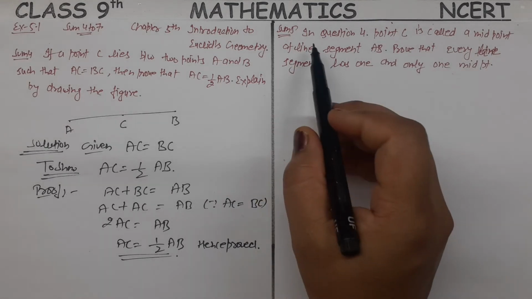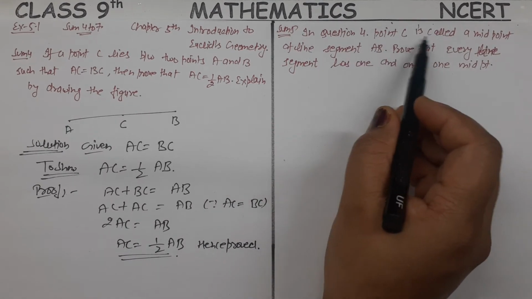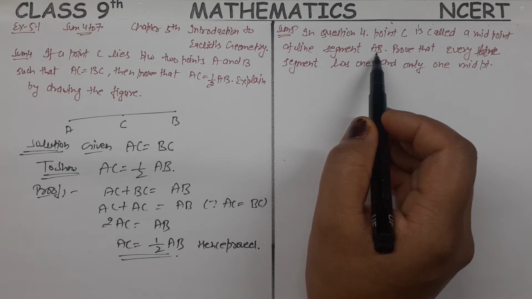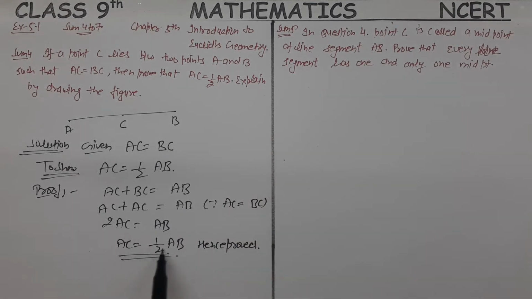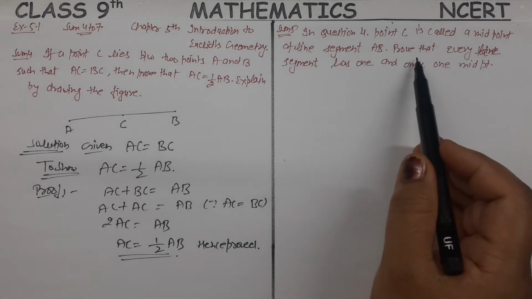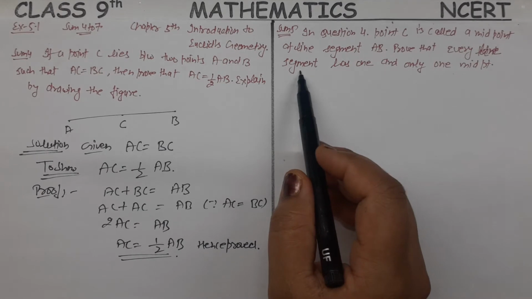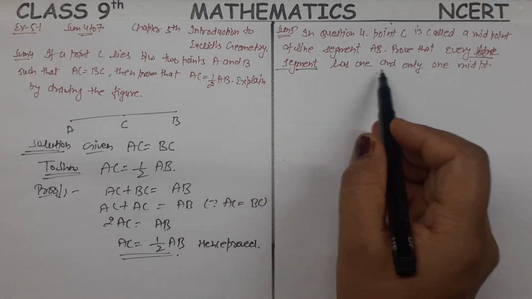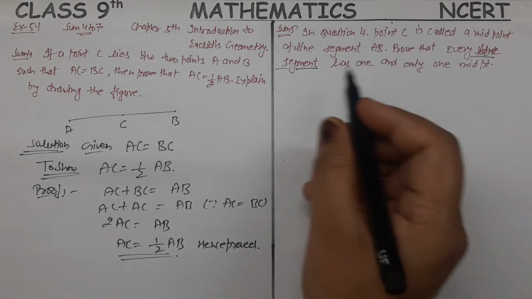Question number 5. In question 4, point C is called the midpoint of line segment AB. Yes, because AC is half of AB, that's why C is the midpoint. We need to prove every line segment has one and only one midpoint.